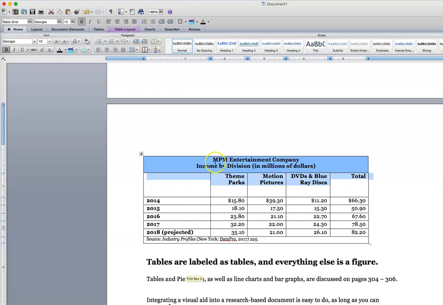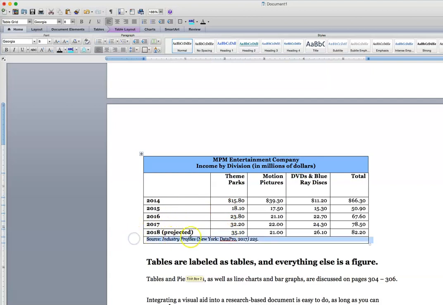So this says the MPM Entertainment Company income by division in millions of dollars. You have to identify what kind of money it is. Well, it's US dollars, and these are in the millions. So this is $15.8 million. We put the dollar sign here to signify dollars, but we're not going to clutter up the whole document with dollar signs on each one of these. We just put them on the first item in the list, and then it's assumed thereafter.